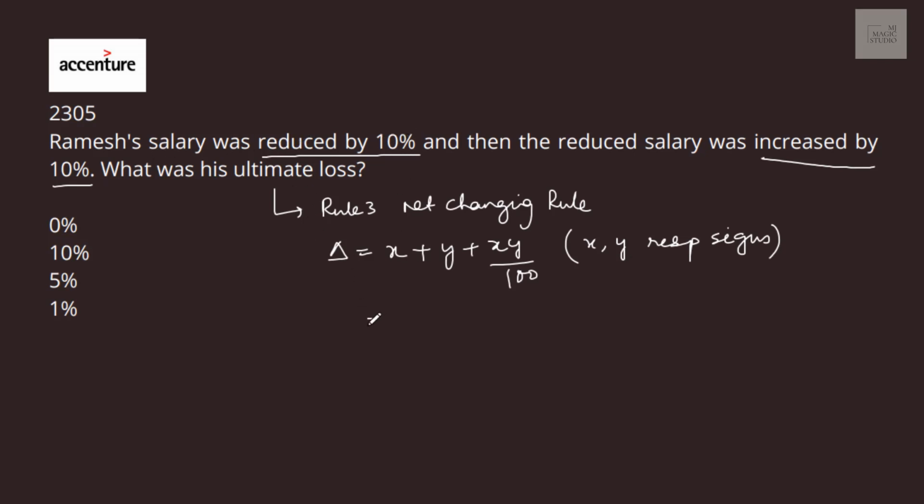Here it is first reduced by 10%, so x is minus 10, and then it is increased by 10%, y is plus 10. Minus into plus is minus 100 by 100, which ultimately gives minus 1%. So the ultimate change is a loss of 1% to Ramesh on his salary, which we can get straight away with the help of the net changing rule from our rule book, rule number 3. Answer is 1%.